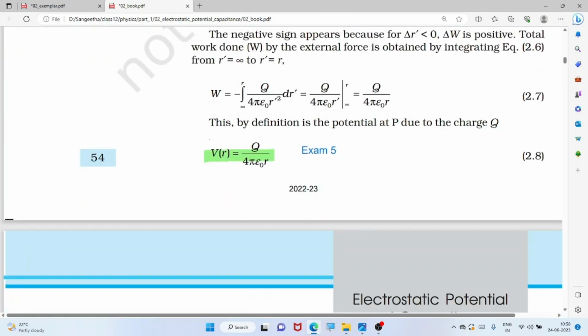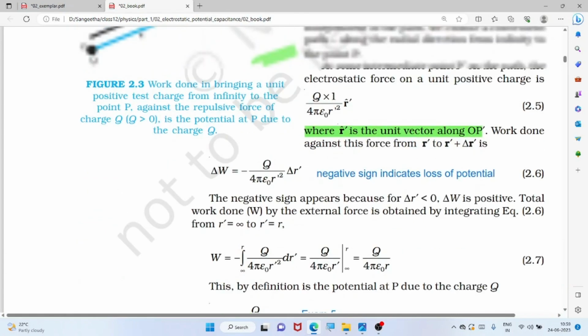See here, it depends only on the charge and the distance. So equal distance will have the equipotential.